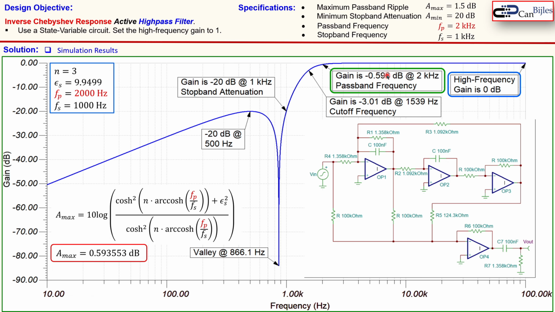Okay, the next one is about the cutoff frequency. This is the gain of minus 3.01 dB, and that happens at 1539 hertz. And we have also calculated that exact same frequency. That is indeed correct. The next important part is the gain, which is minus 20 dB at 1 kilohertz. Now that is an important parameter we need to also check, because at that stop band frequency our required minimum attenuation must be 20 dB. So that is indeed correct.